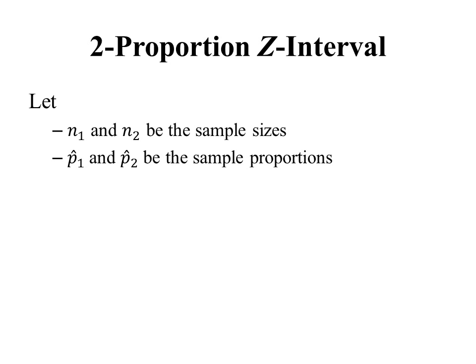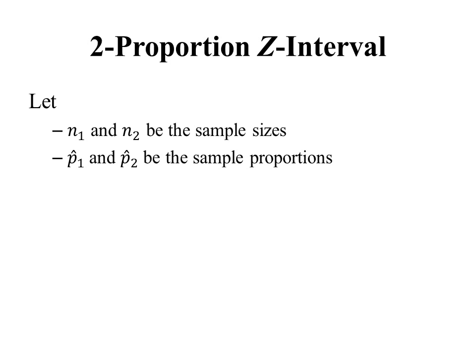So we're going to estimate this difference with what we call a two-proportion z-interval. It's called a two-proportion interval because we are comparing two different population proportions. It's called a z-interval because our test statistic is going to be a z-value.